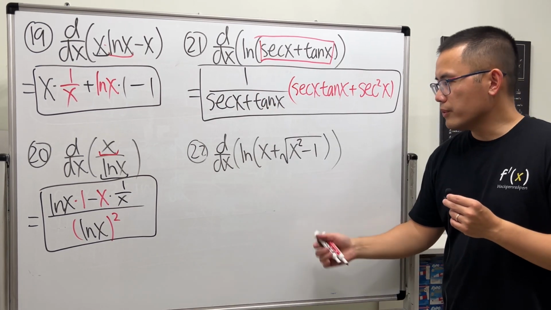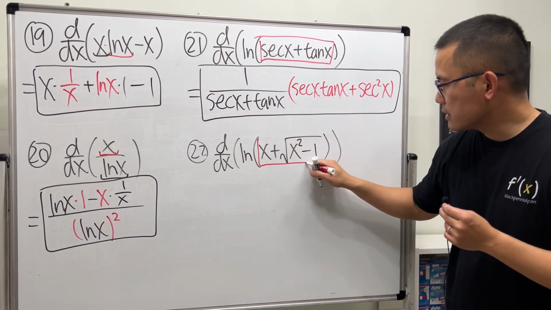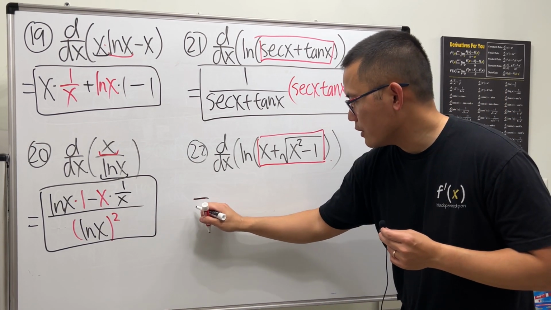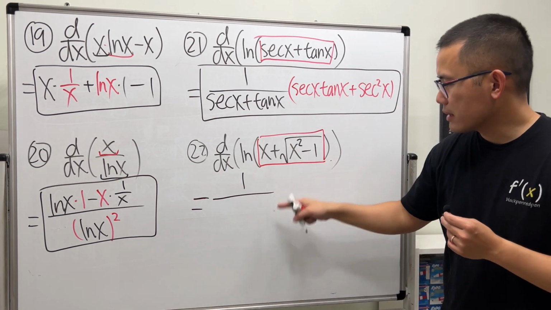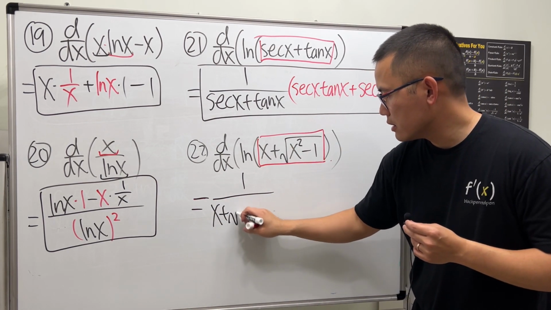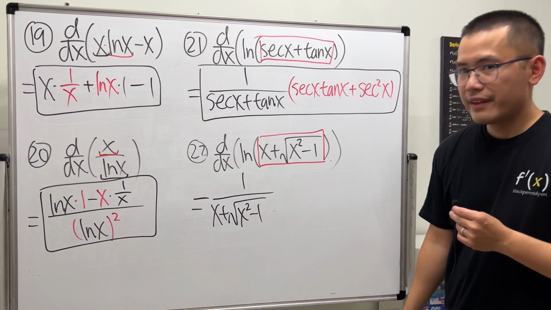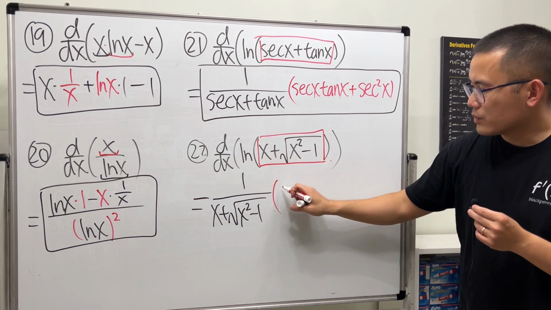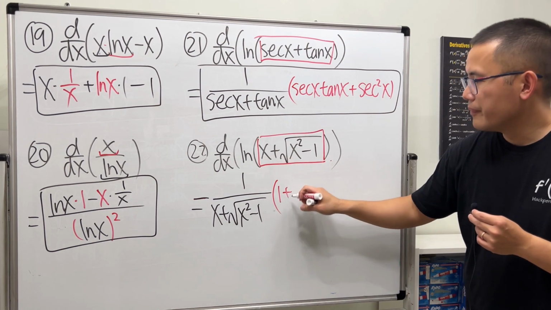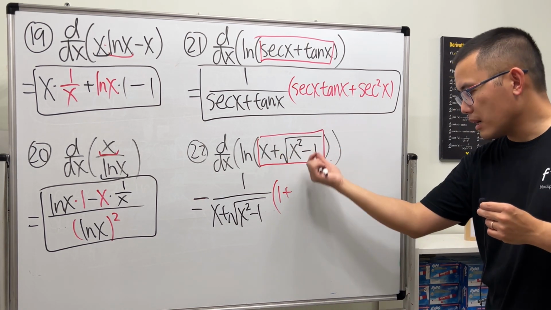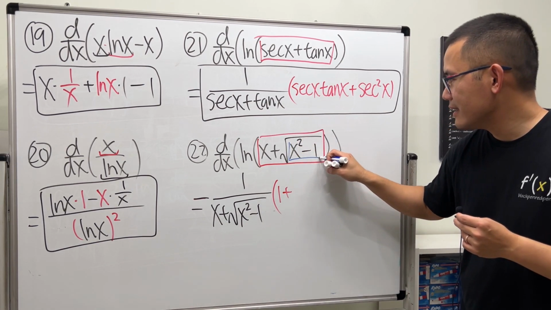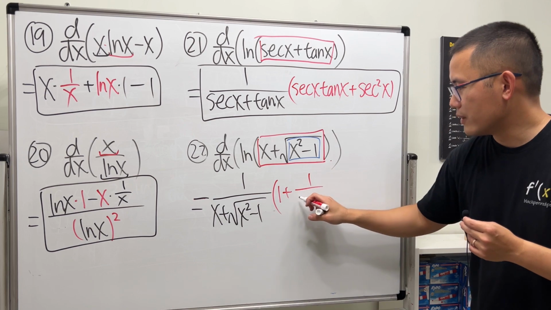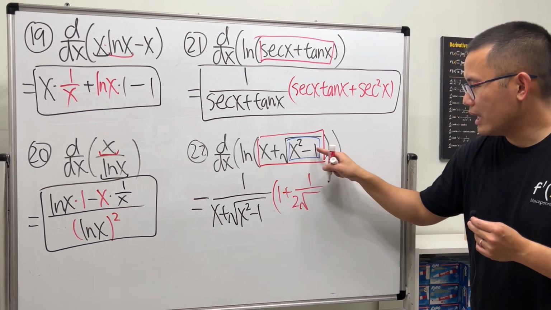Okay, for number 22, ln of a box, like this. So we will first have 1 over whatever the box is, which is that. And then two terms, so let's open the parentheses. Derivative of x is 1, and then we add derivative of square root of a box, yeah? So the derivative of square root of box is 1 over 2 square root of whatever the box is.